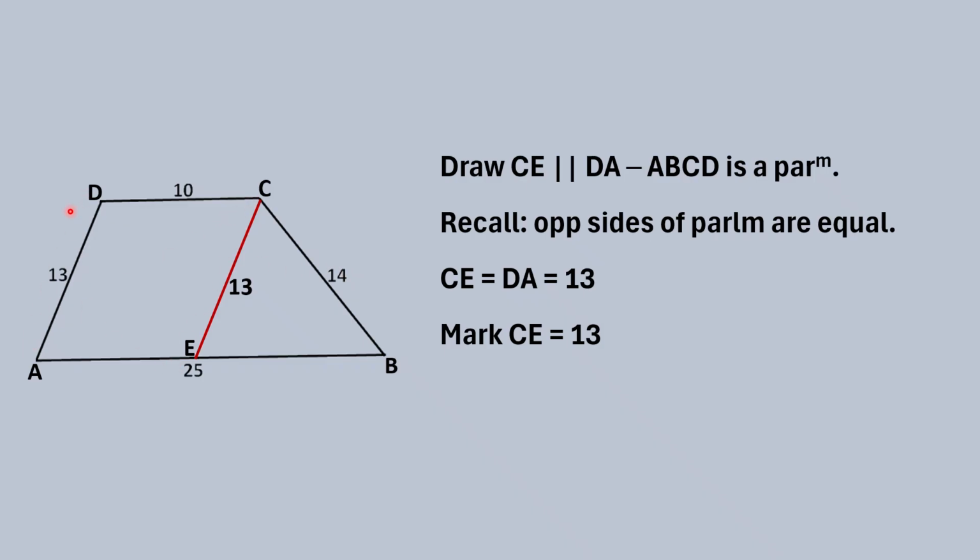DA is given 13. So CE must also be equal to 13. Because it's a parallelogram and opposite sides are equal, CE is also equal to 13. Mark CE equal to 13 units in length.